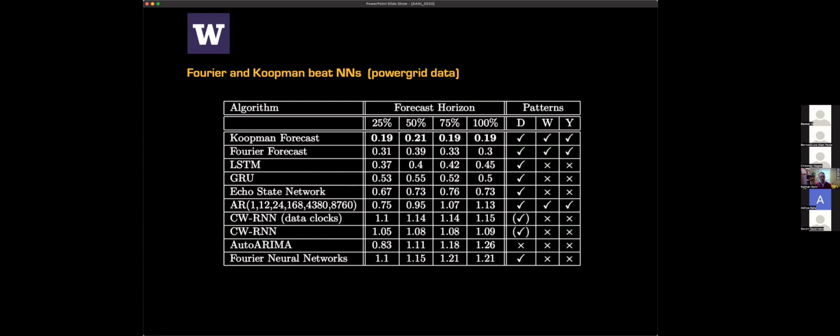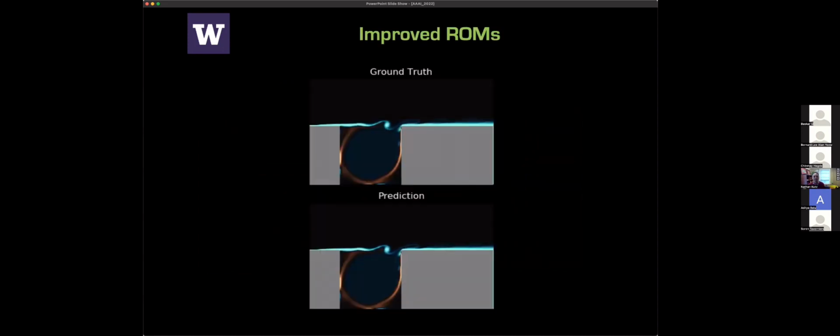Expand in sines and cosines. But here we warp the data first so that the representation is really quite ideal. You can make nice reduced order models with this.